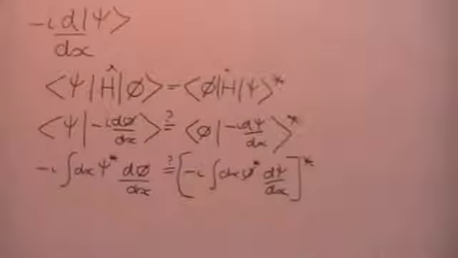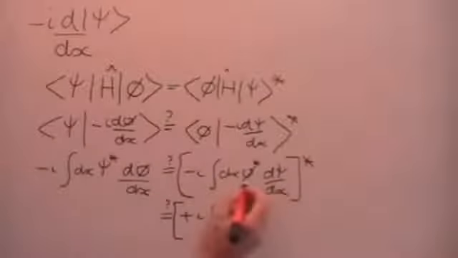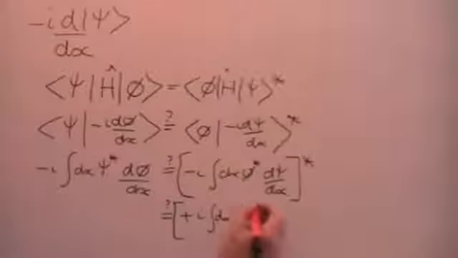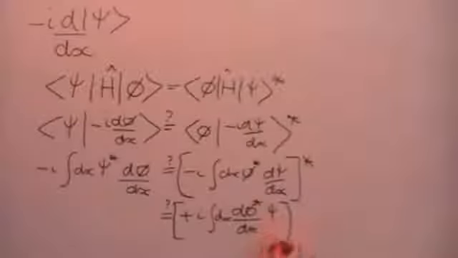But now I'm going to use the integration by parts trick that we just developed, which says that when you've got the integral of this term with this term, you can change it to be d phi star by dx multiplied by psi, but you have to change the sign. So this becomes plus i, all complex conjugated, dx, but now we just have the differential on the other term, so it's going to be d phi star by dx times psi, all complex conjugated.